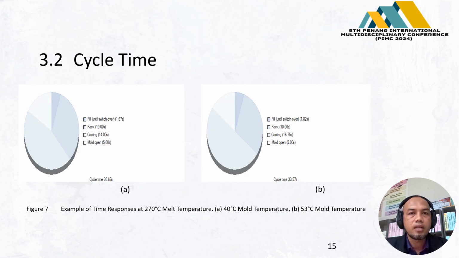Figure 7 illustrates an example of the responses obtained from Autodesk Moldflow. The cycle time, which encompasses all phases of the injection molding process, consists of fill time, packing time, cooling time, and mold open time. Throughout the entirety of the simulations, both packing and mold open time remain constant at 10 seconds and 5 seconds respectively. However, variations are solely observed in fill and cooling times, which considerably influence the overall cycle time.